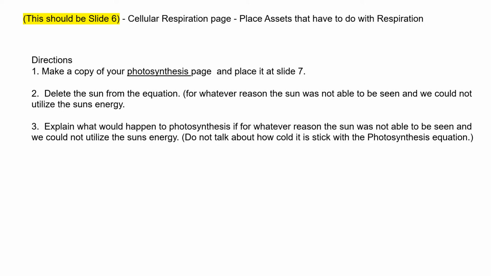Then you're going to go to slide 6, and slide 6 says it's a cellular respiration place, assets that have to do with respiration. So it says make a copy of your photosynthesis page and place it at slide 7. So slide number 4, move it down to slide number 7 and let slide number 7 drop down to slide number 8. And you're going to take that page and delete the sun from the equation. We're going to say, okay, the sun, we can't see the sun now. So we cannot see the sun, and we can't use the sun's energy.